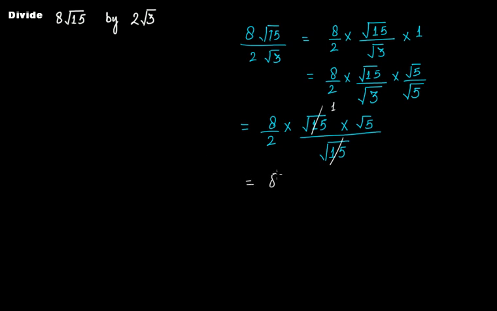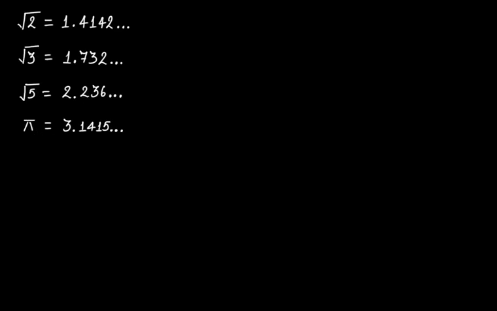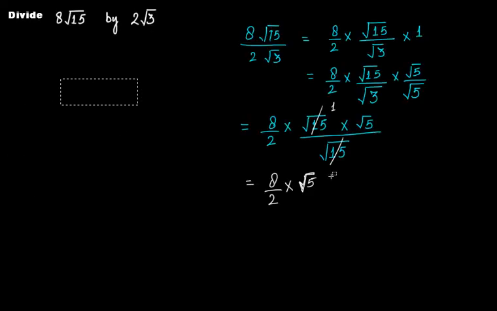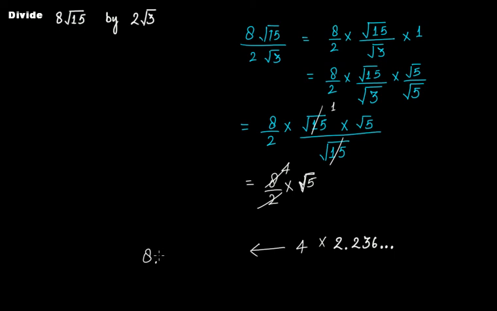So this becomes 8 by 2 multiplied by square root of 5. Now we have this value of square root of 5 here, that is 2.236. So put this value here, and from here you get 4. So this is basically 4, and if you solve it you get 8.944 and so on.